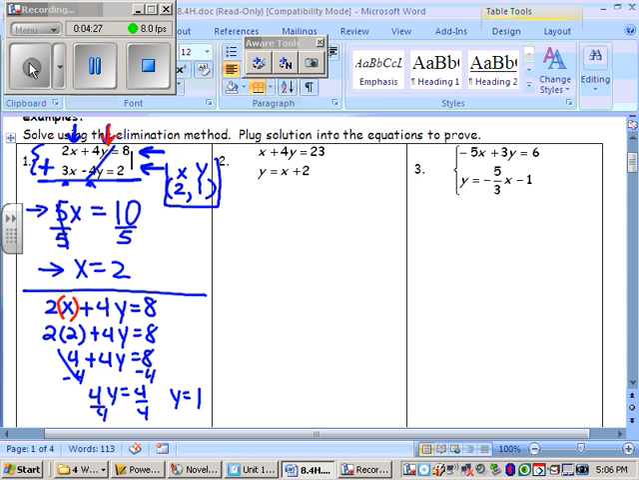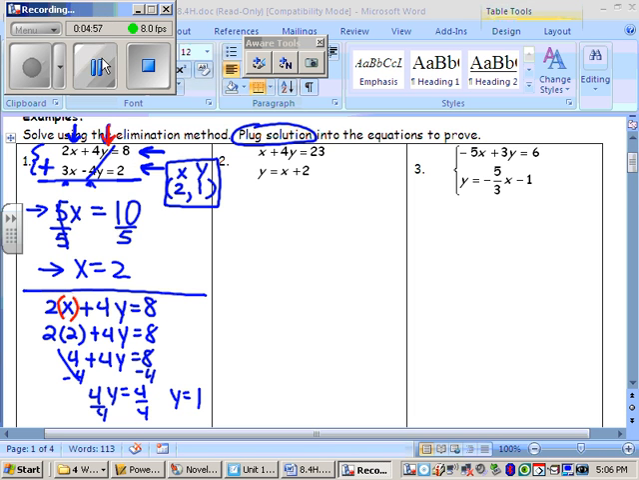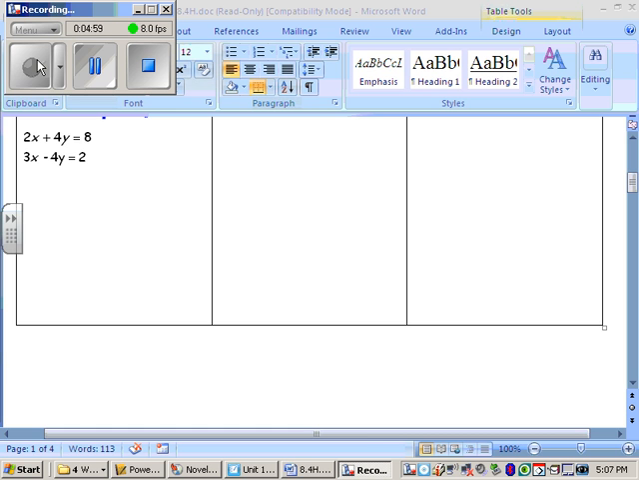Now that we've found our solution, we want to prove our solution. Now we could do this by graphing, which we've done in a previous lesson, or we can do this by simply plugging in our solution into both equations and make sure they work. So in this lesson, we're going to focus in on plugging our solution back into the equations to double check our answer. So remembering that our solution is (2, 1), we're going to scroll down and I'll show you how to prove our solution.